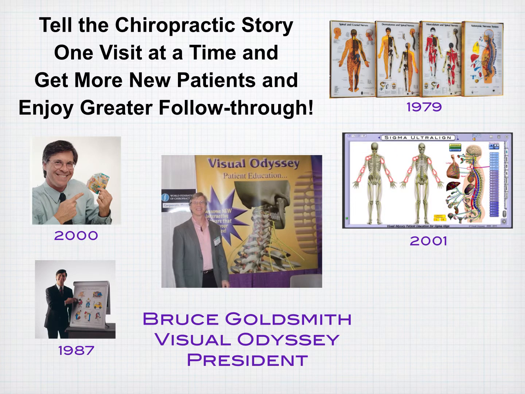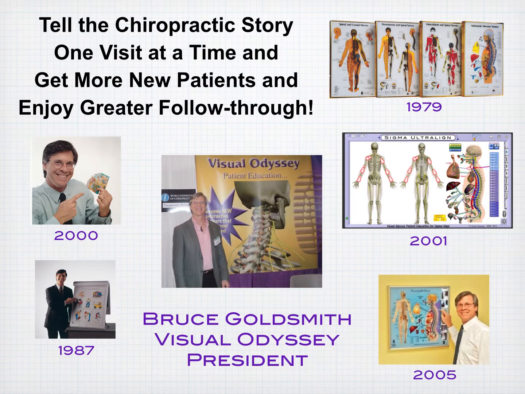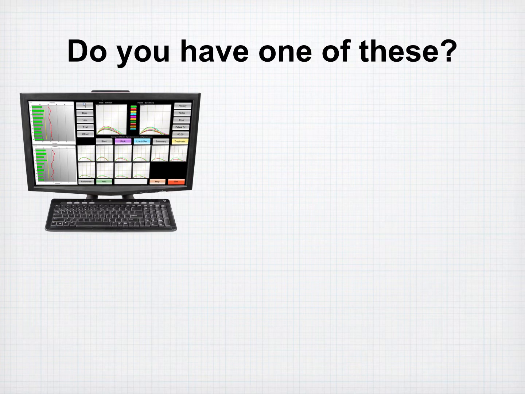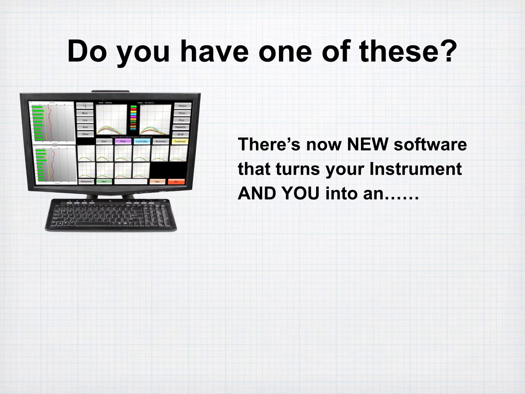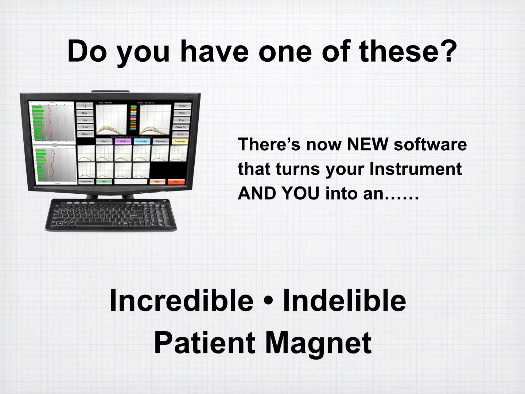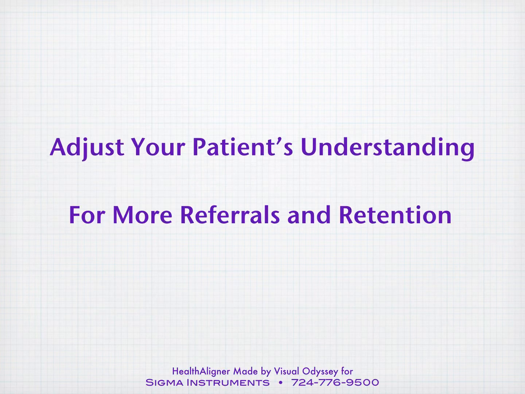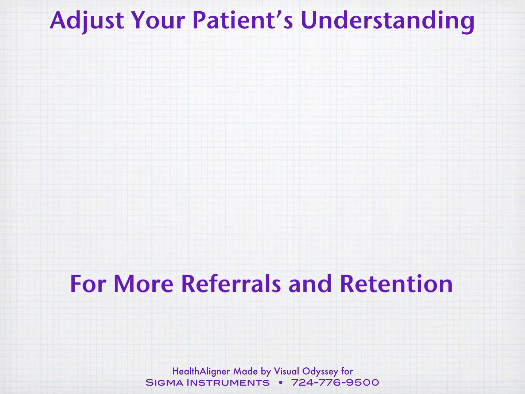So now it was possible to give a report of findings with a computer screen. We also created a new version of the neuropatholator you may be familiar with in 2005, and we manufactured that one up until 2011. What I want to talk to you about right now, though, is how to use one of these. Do you have one of these adjusting instruments? How to use this instrument with our new software, and it'll turn you into an incredible and indelible patient magnet. It's about adjusting your patient's understanding for more referrals and retention.